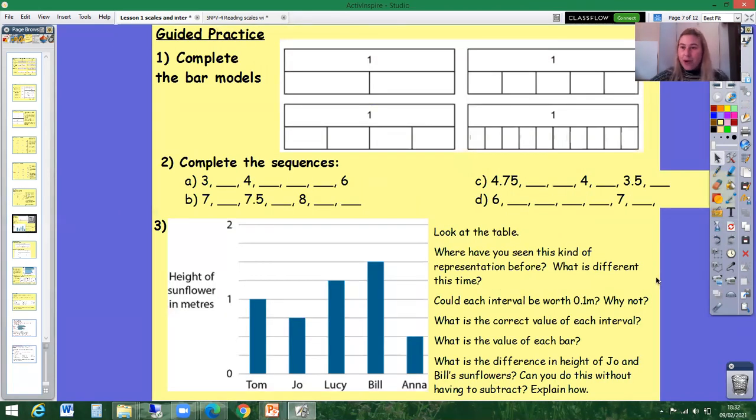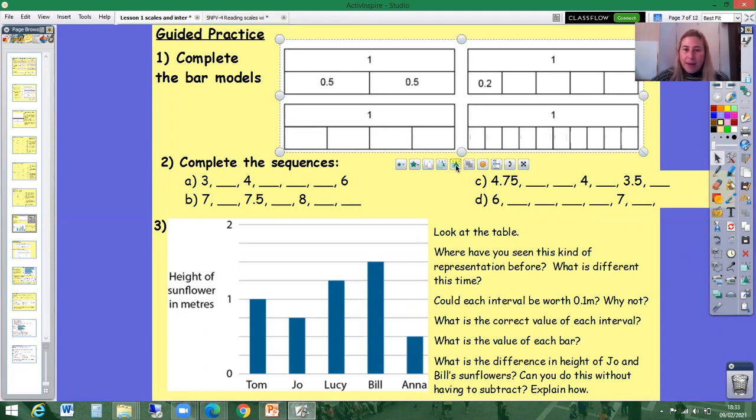Okay, now is time for your guided practice. So pause the video and have a think about completing these different tasks, and then we'll mark them through together. Okay, how did you get on? So let's complete the bar models together. Hopefully you recognize these from before. So I'm just going to show it like this. Hopefully you have the same as me. Okay, super.